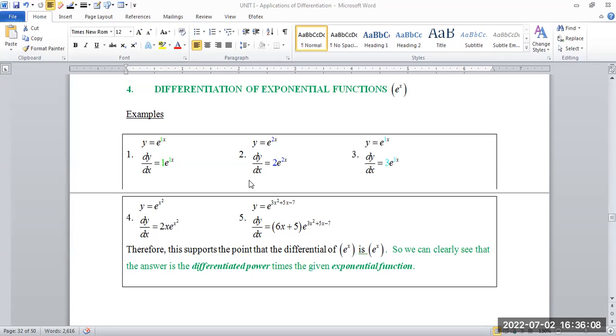and then keep back the power as the same.